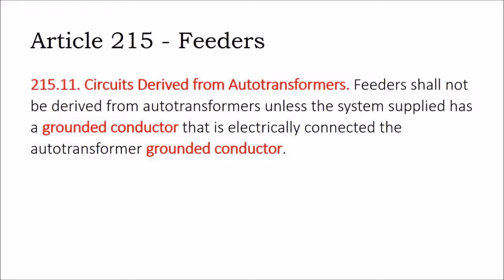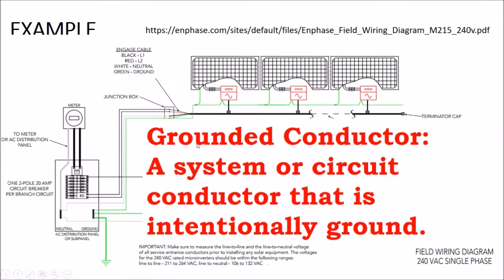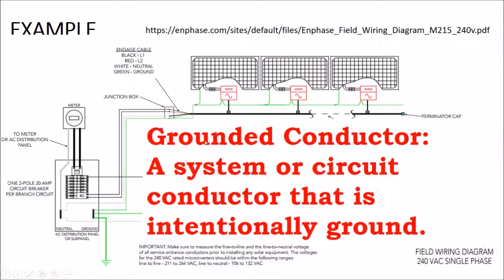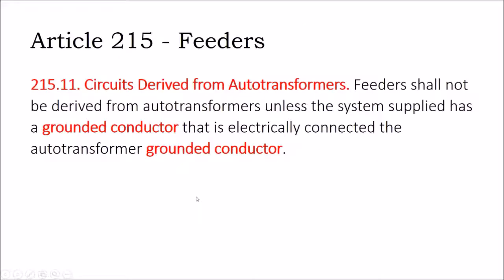The system grounded conductor needs to be electrically connected to the auto transformer grounded conductor. We still don't know what this grounded conductor is. We haven't defined it yet. A grounded conductor is a system or a circuit that is intentionally grounded. So a grounded conductor is like this green conductor that is intentionally connected to ground. So is this the only grounded conductor in the system?